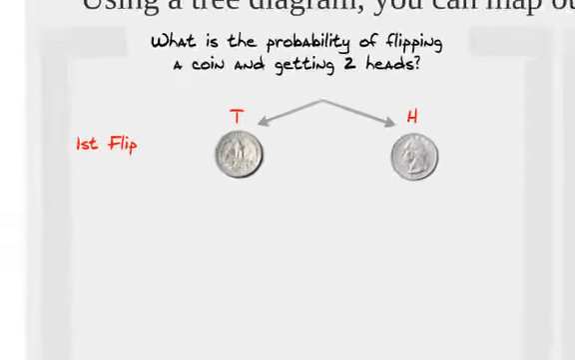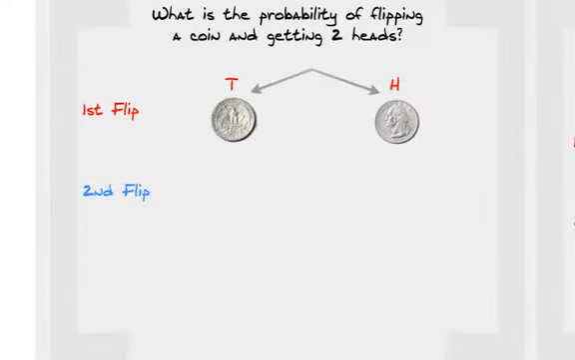Okay, now I want to get further into it and do a second flip. What's possible my second flip? Well, if I flip it and get a tails, I flip it again, I could get either a tails or a heads, right?